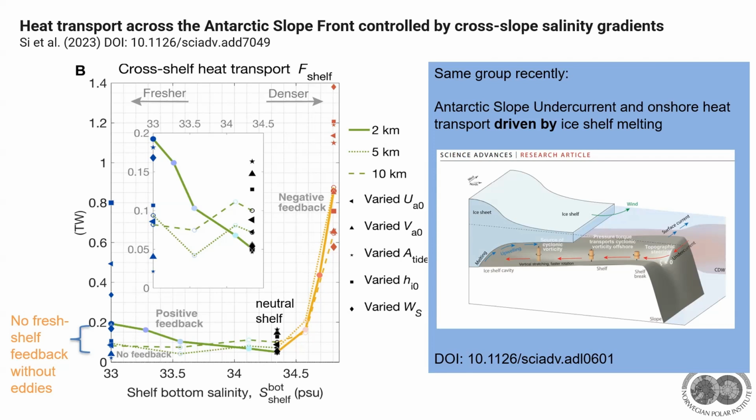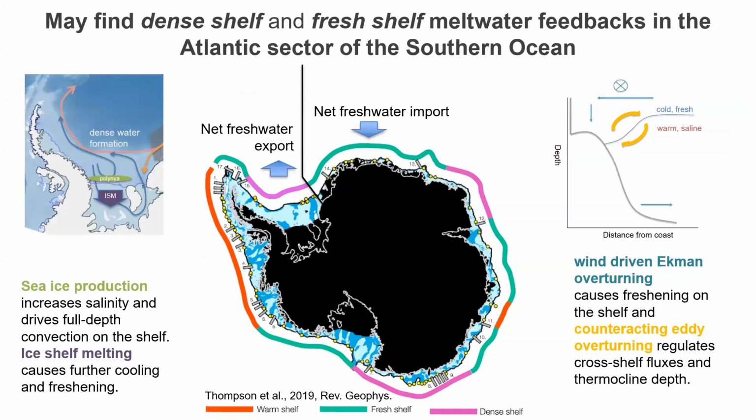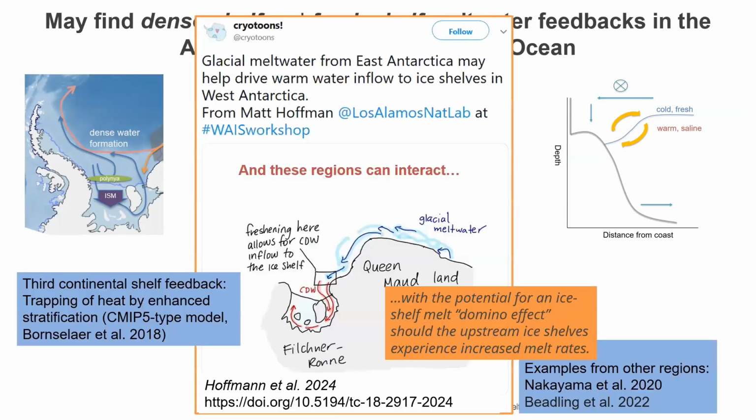And this is just a different manifestation of this process as I would see it. But again, it's nicely demonstrated in this model. So again, another positive feedback found here. So, summary: in this Atlantic sector, you might find a dense shelf and a fresh shelf meltwater feedback that is acting there. And then other people looked more into this, finding that these two even can interact.